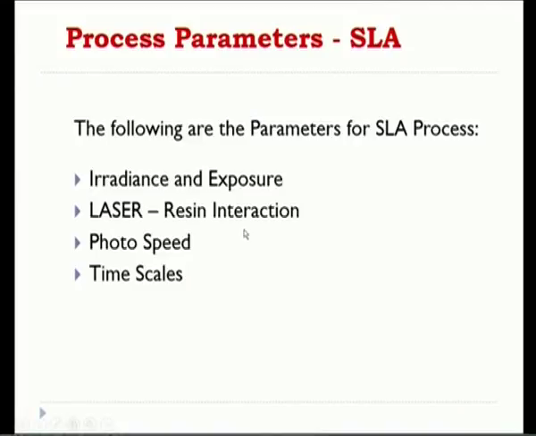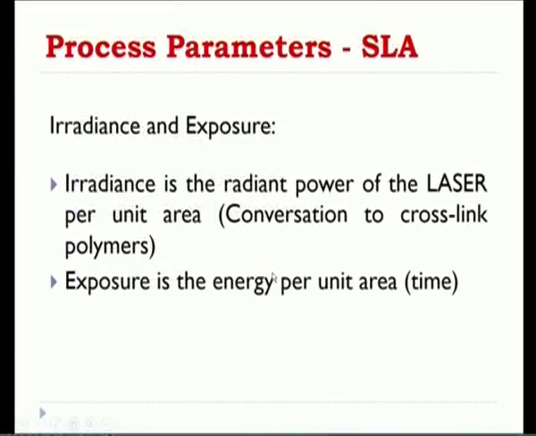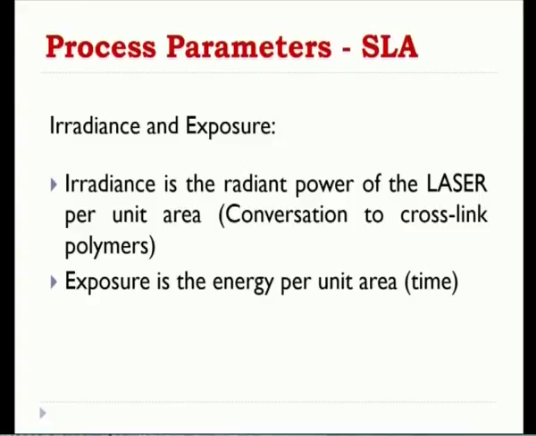One is irradiance and exposure. What is irradiance? Irradiance is very simple here. It is the radiant power input given to the unit area. So that we call irradiance. Here it is not going to give 100% heat, it is going to give only conversion to the cross-linked polymers. Okay, so monomer is going to convert into cross-linked polymers.